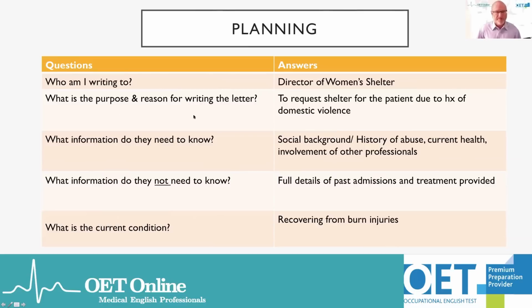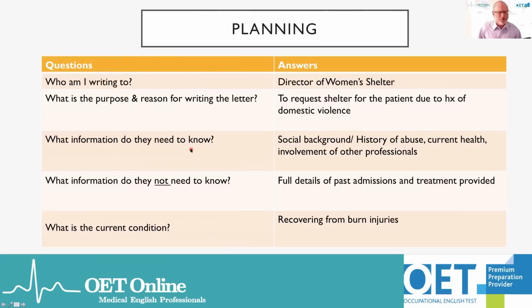What is the purpose and reason for writing the letter? To request shelter for the patient due to a history of domestic violence. Now, it's very important. That's why you read the case notes carefully, because you need to know the exact reason for writing. And that information should go in your introduction. It shouldn't be buried somewhere in the body of the letter. It needs to be stated clearly right at the beginning so the person who's reading the letter understands what's going on straight away.